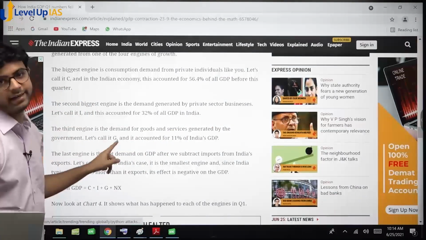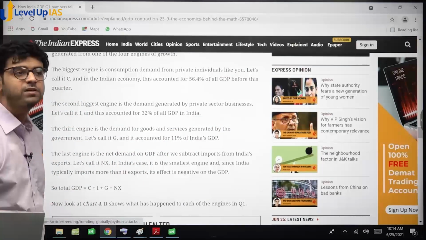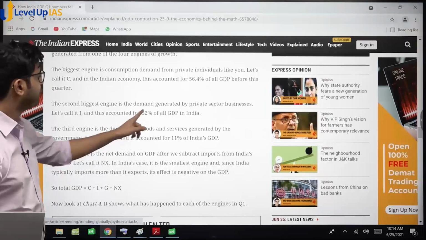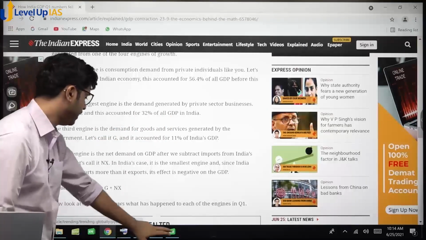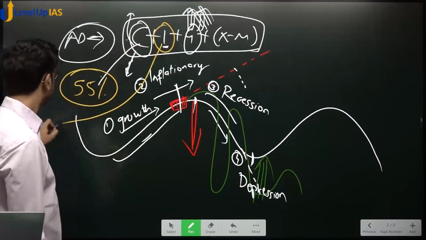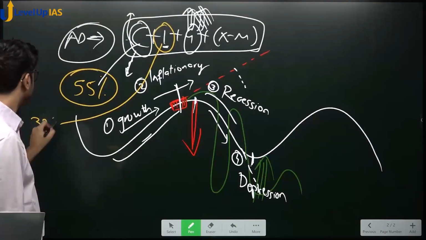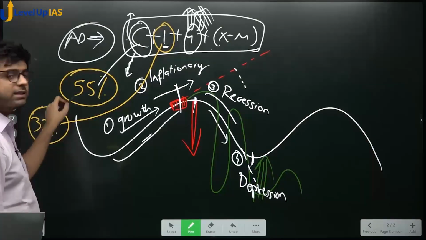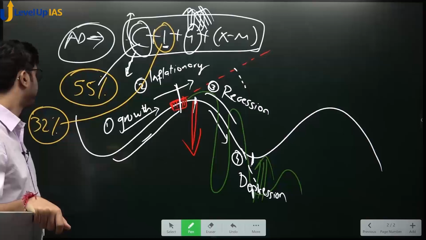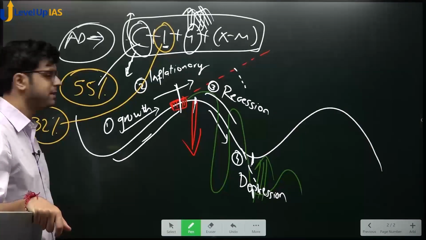Then the second biggest engine is the demand generated by private sector business. Let's call it I. You remember I, investment in capital goods, okay? And this accounted for 32% of all GDP in India. Add them up, how much is the total? How much is the total? 87%.